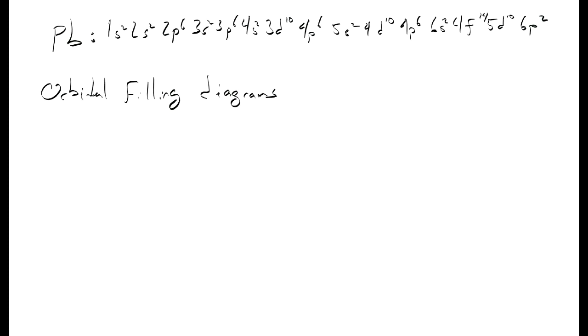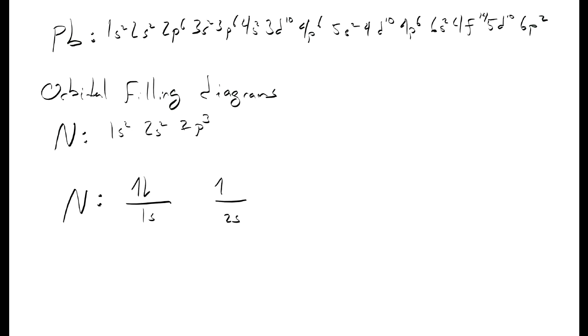Okay, so for example, we have nitrogen. Nitrogen is 1s2, 2s2, 2p3. And you can do that as an orbital filling diagram pretty much the same way. 1s, 2 electrons, 2s, 2 electrons, and then 2p. And this is where things get pretty instructive, because of what it shows us about the way electrons go into a sublevel with multiple orbitals. So it has 3 electrons.